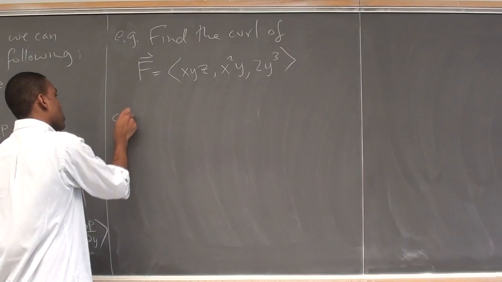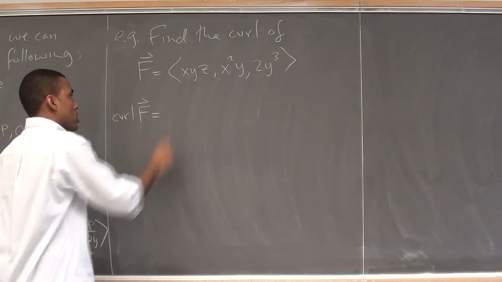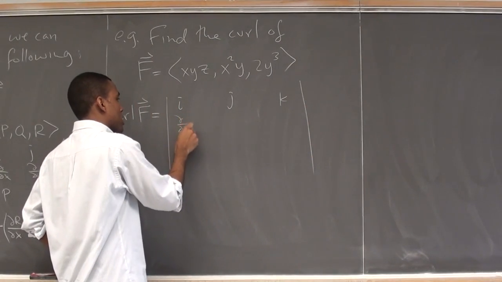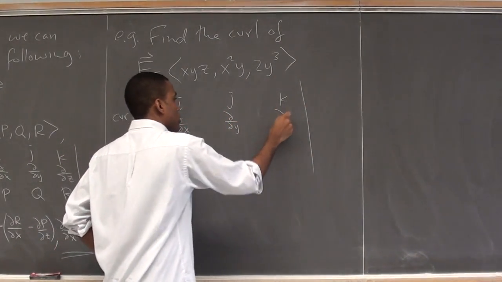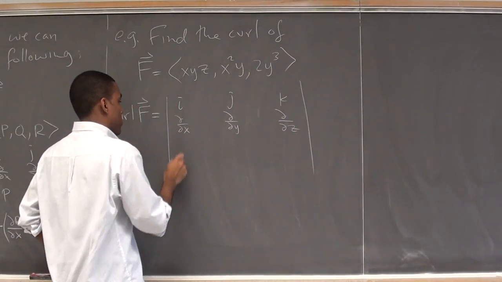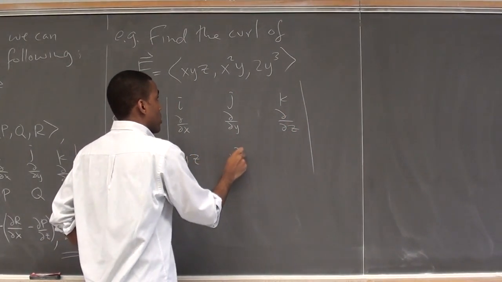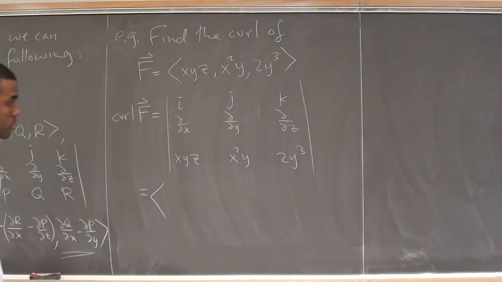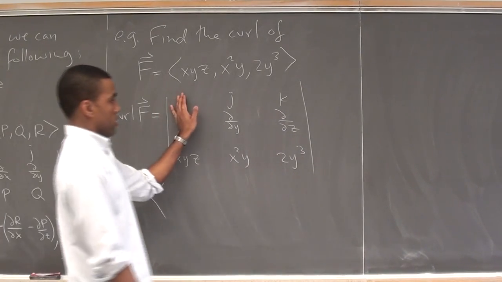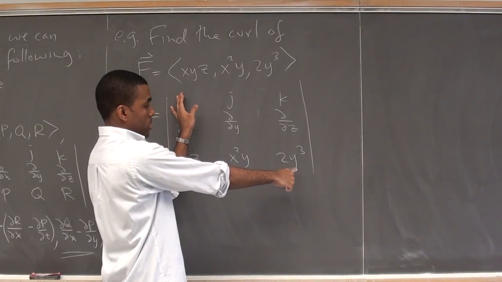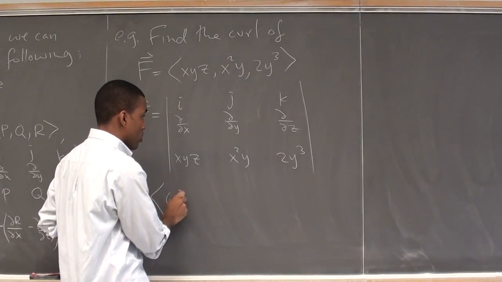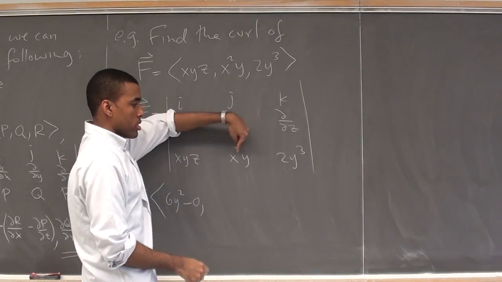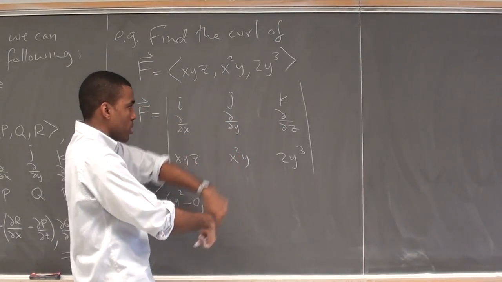Okay, let's begin. So curl of f. Remember, we're just going to take it to be i, j, k of partial with respect to x, partial with respect to y, partial with respect to z of the vector field. So in the first component, what are we going to have? 6y squared. Partial with respect to y of this, right? So it's going to give me 6y squared minus 0, because these guys are constants with respect to z.